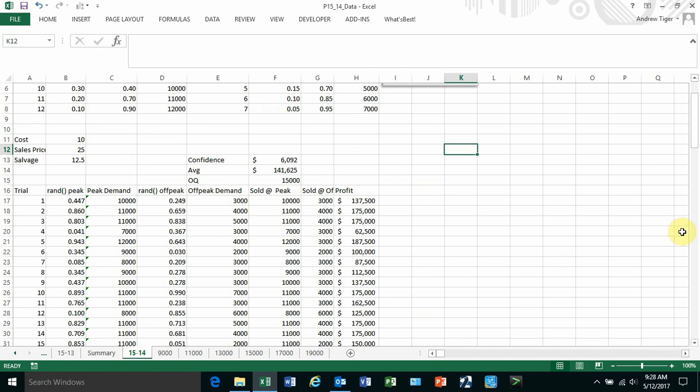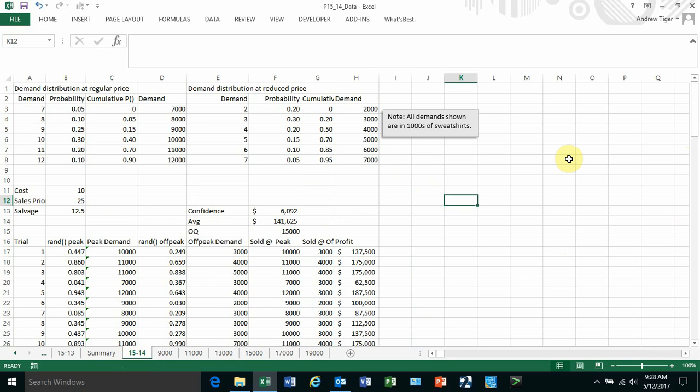Problem 14 is that we've got two different seasons. We've got a busy in-season or a peak demand and an off-peak. The peak demand is discrete. So 7,000 happens 5% of the time, 8,000 happens 10% of the time.